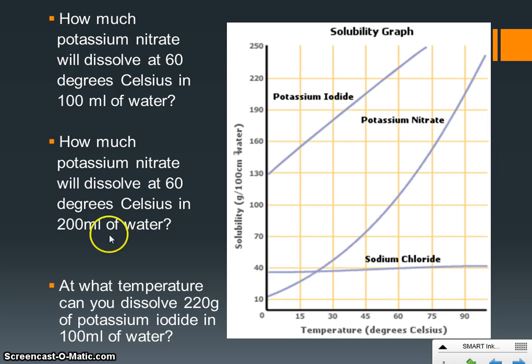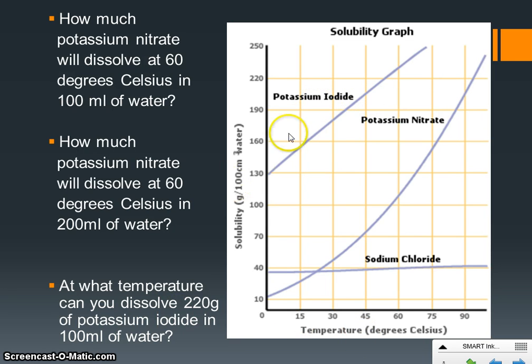Now, you can also get a question that's asked the other way, opposite from this first one. It says, at what temperature can you dissolve 220 grams of potassium iodide in 100 milliliters of water? So again, it says 100 mils, so we don't have to worry about that number at all. The only time you worry about that is if it's something besides 100. So, at what temperature can you dissolve 220 grams of potassium iodide? So first find your potassium iodide line, that's this one here. And this time, they're giving us the amount that we dissolve, and we're going to try to find the temperature.